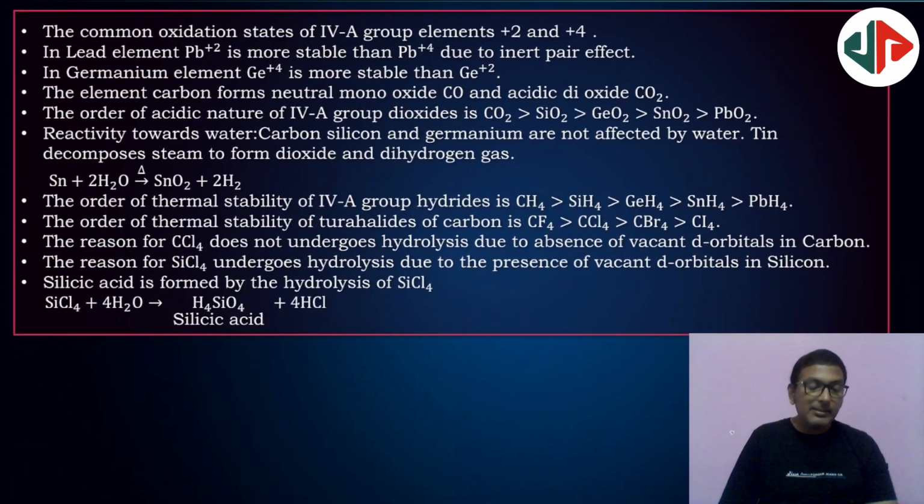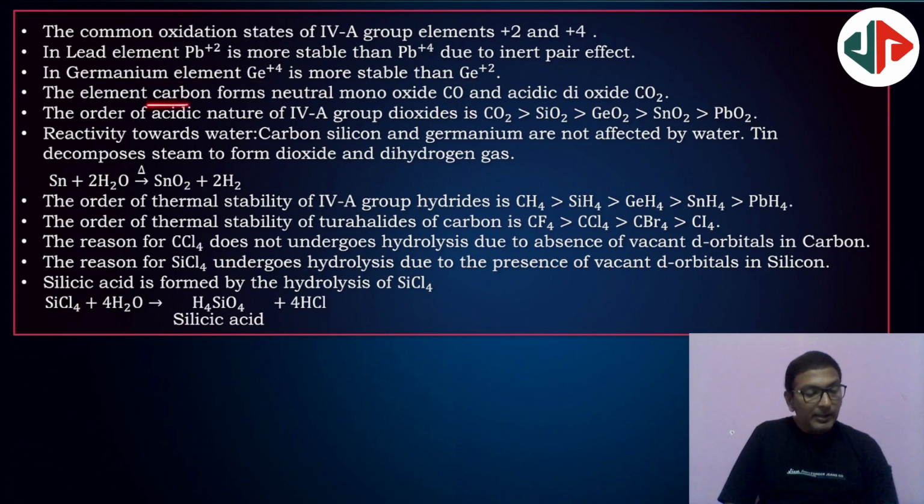The common oxidation states are +2 and +4. We have already discussed this: from carbon to lead, +2 increases, and from lead to carbon, +4 increases due to the inert pair effect. Remember that. For lead, +2 is more stable than +4 due to the inert pair effect. The ns2 electrons do not participate in bond formation for lead. Therefore only +2 is stable. Next, for germanium, Ge4+ is more stable than Ge2+. For top elements, the higher state is highly stable.